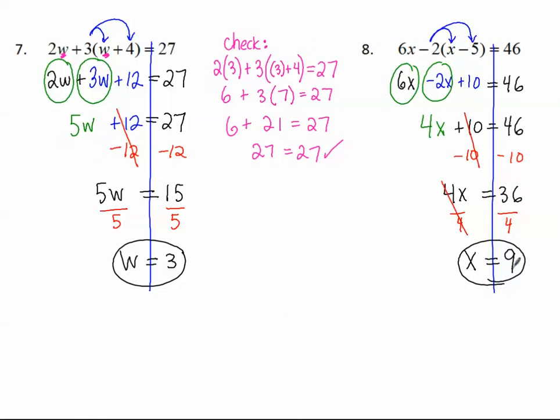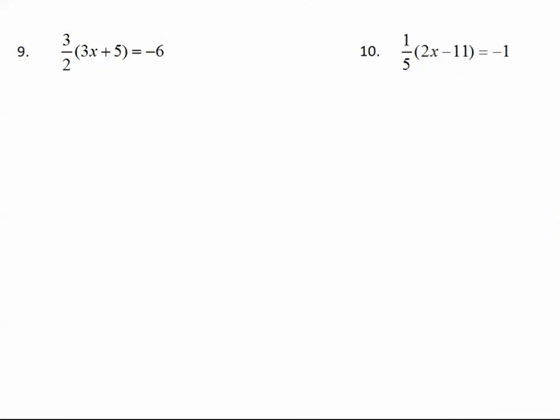Did you get x equals 9? If not, let's take a look at some of the steps you might have missed. Up here when we first distributed, remember that we have to distribute the negative 2. Negative 2 times x is negative 2x. Negative 2 times negative 5, positive 10. So perhaps you messed that part up? Maybe not. Maybe you got x equals 9. Let's continue. Let's look at number 9.